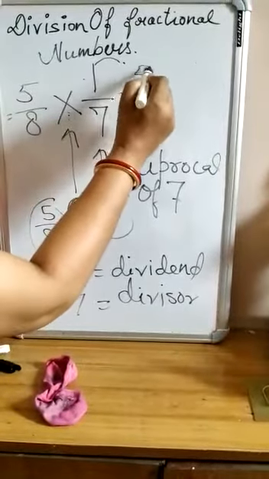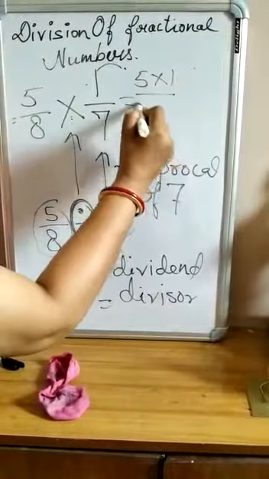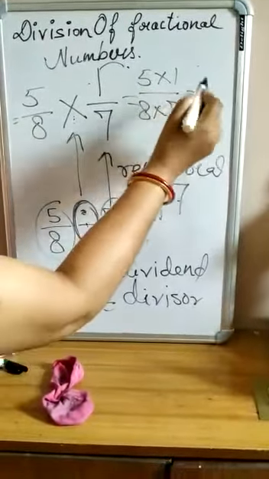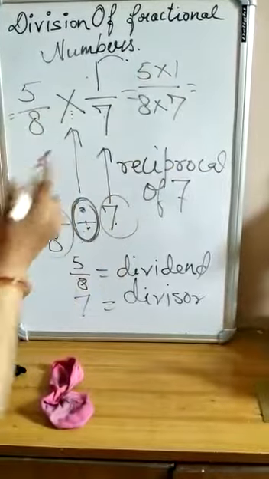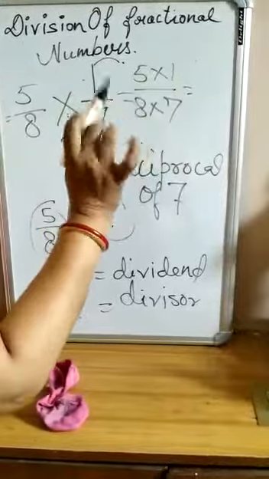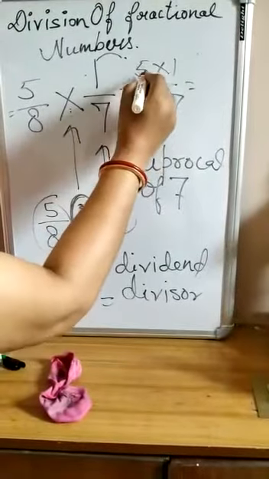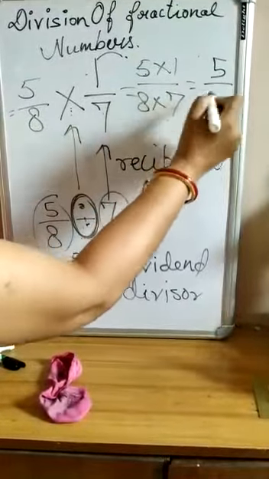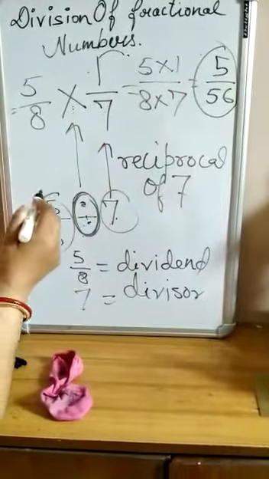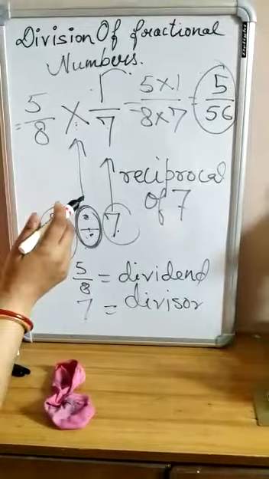5 into 1, multiply numerator with numerator and denominator with denominator. Now here we see that there is no common factor. 5 and 7, there is no common factor between them. 8 and 1, there is no common factor except 1. Now we multiply. 5 ones are 5 and 8 sevens are 56. So here is the answer, 5 by 56 after division.